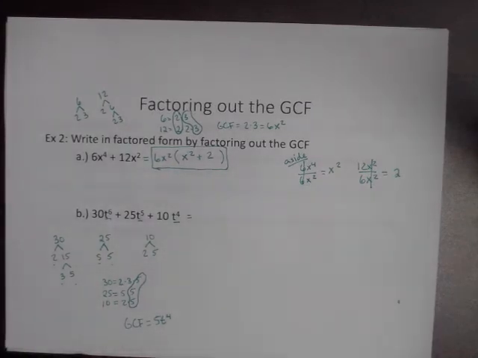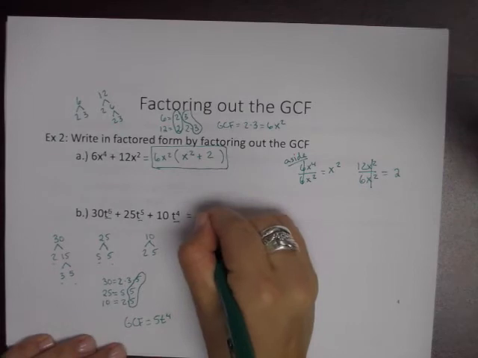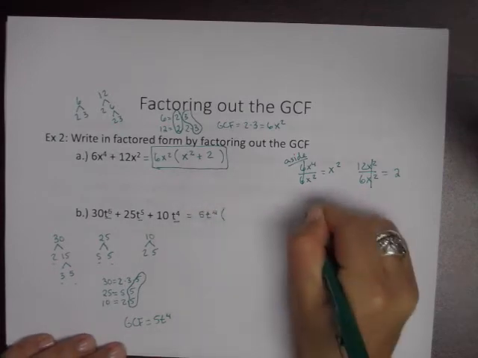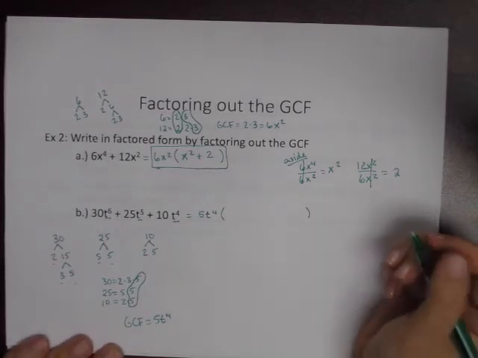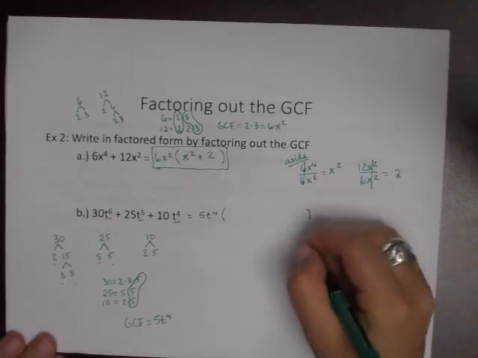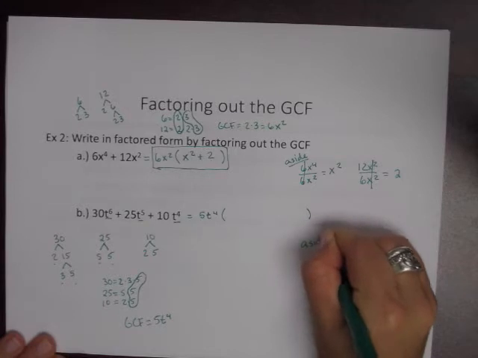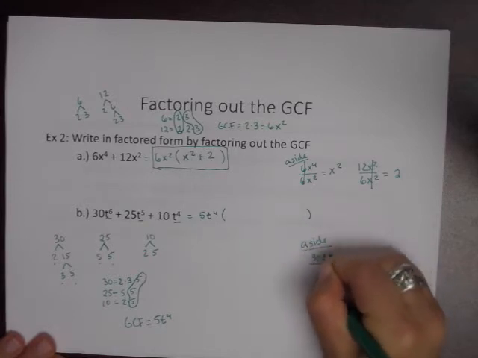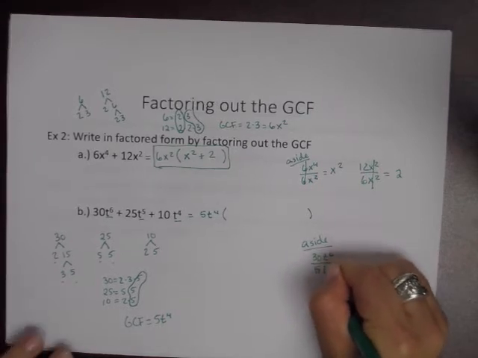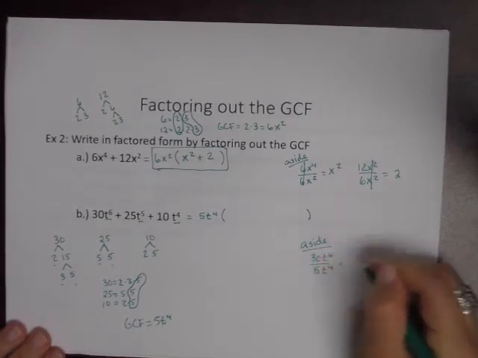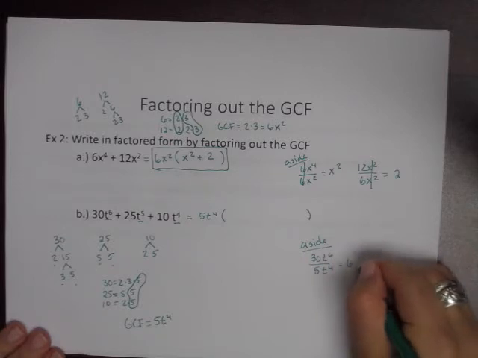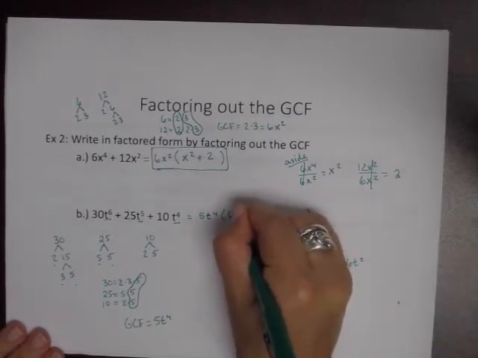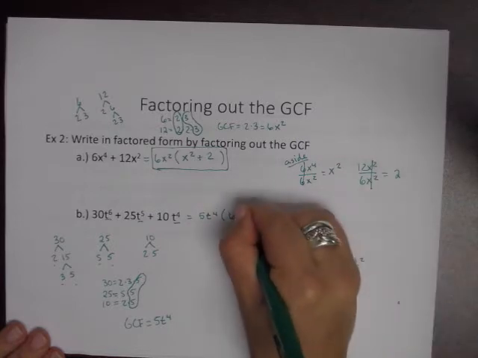So what I want to do is put equal signs, and I want to put my GCF, which is 5t to the 4th, and I'm still going to have some type of trinomial. In order to figure out what I put in here, I do my side work, and I take each term. So I take 30t to the 6th, and I divide it by my GCF, which would be 5t to the 4th. 30 divided by 5 would be 6. 6 minus 4 would be 2. So my first term is going to change to 6t to the 2nd.